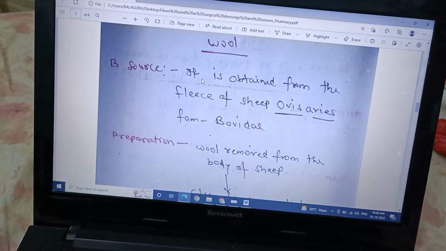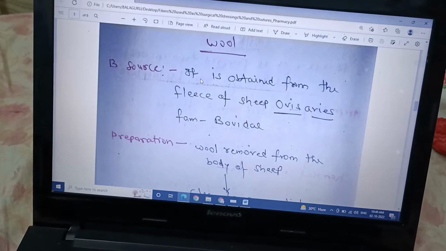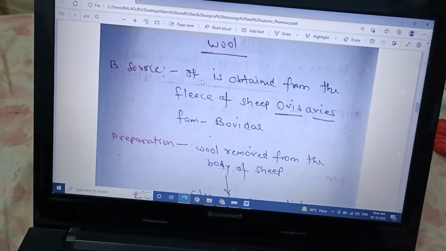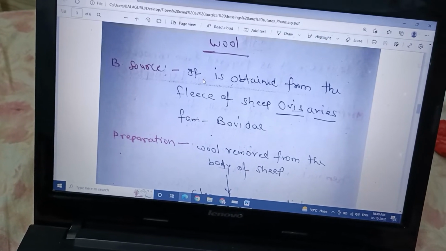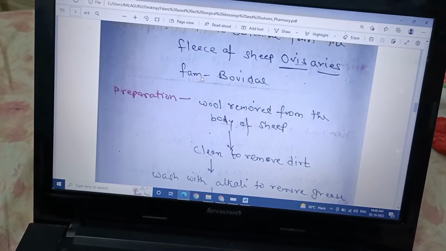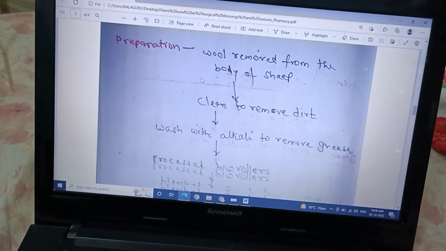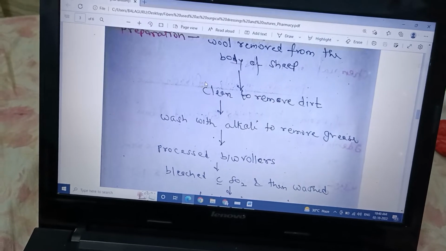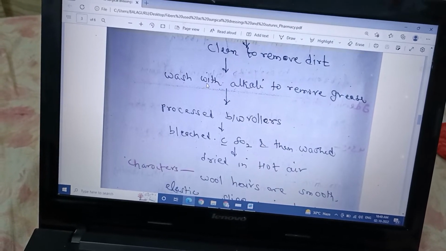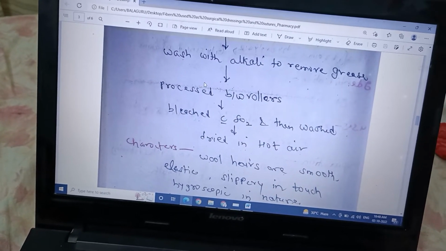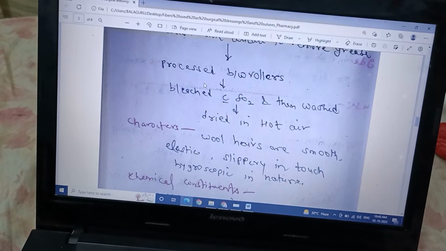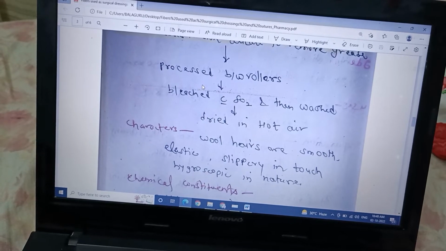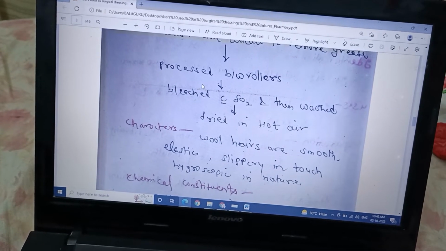And the next one is wool. The biological source of wool is that it is obtained from sheep, of the family Bovidae. And the preparation of wool: wool is removed from the body of the sheep, cleaned to remove the dirt, and washed with alkali to remove the grease. It is processed between rollers, bleached with sulfur dioxide, and then washed and dried in hot air.